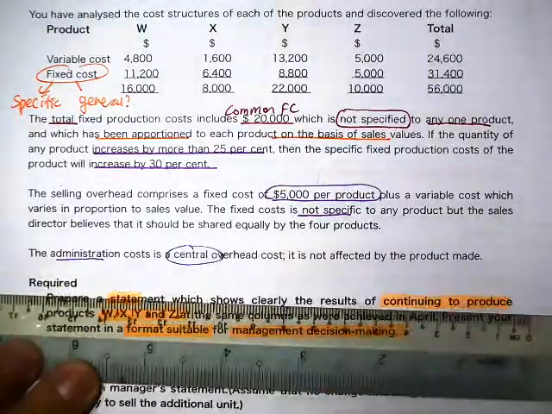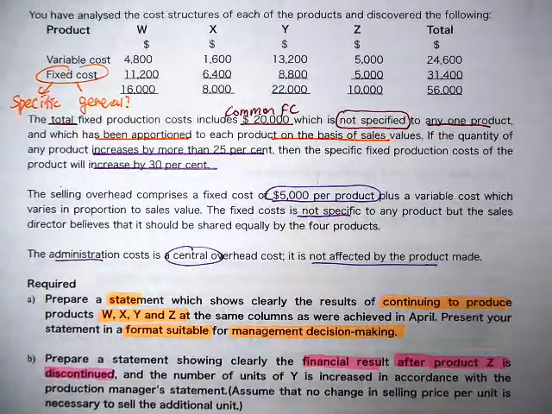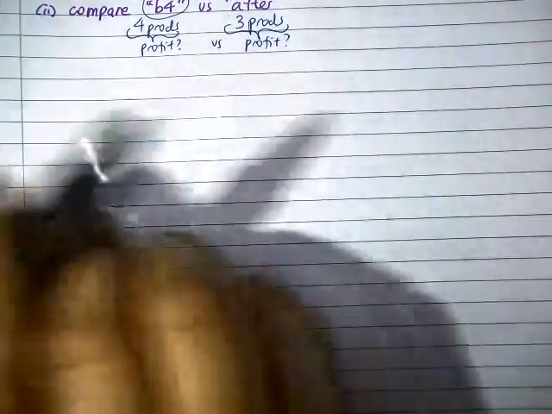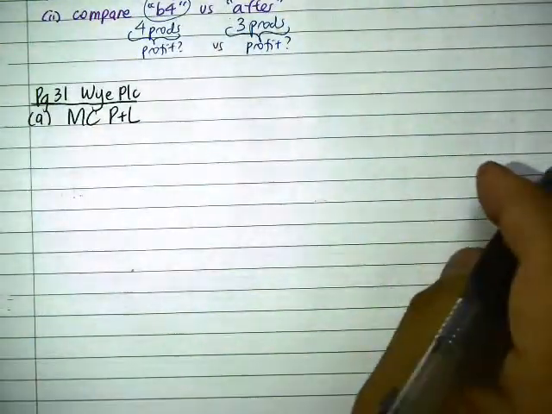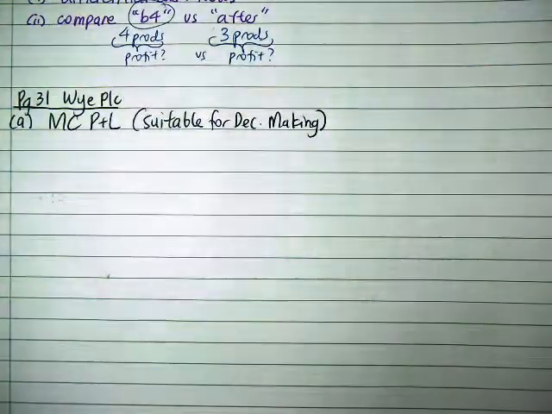Okay, now the administration costs are central overhead. Again, they are not affected by the product that you're making. Right, so all these are the details we know. Now, what they want us to do is the marginal costing profit and loss, so that it will become suitable for decision making.